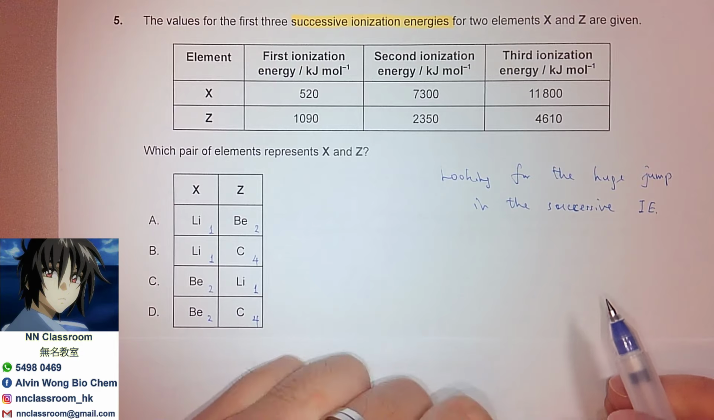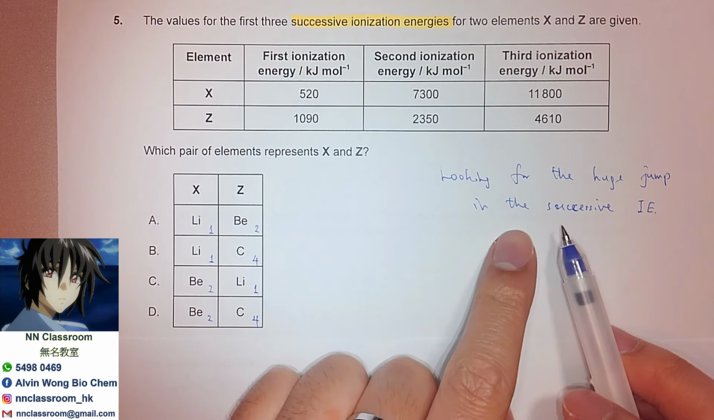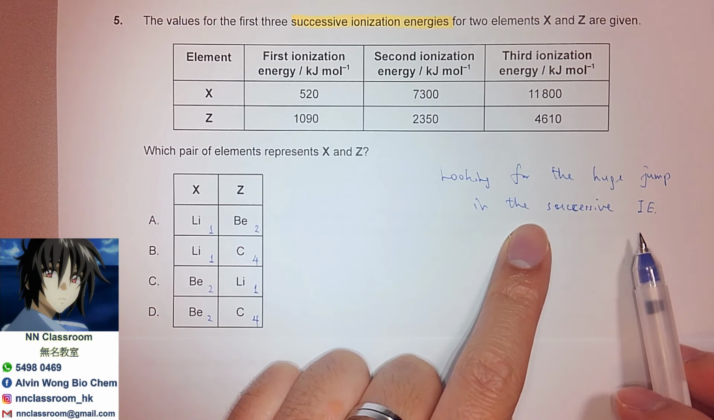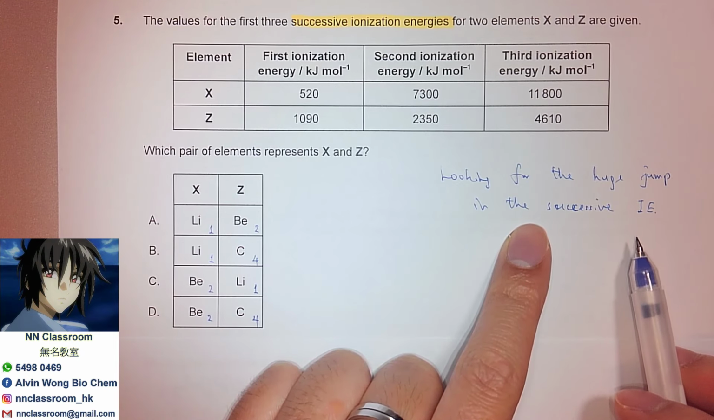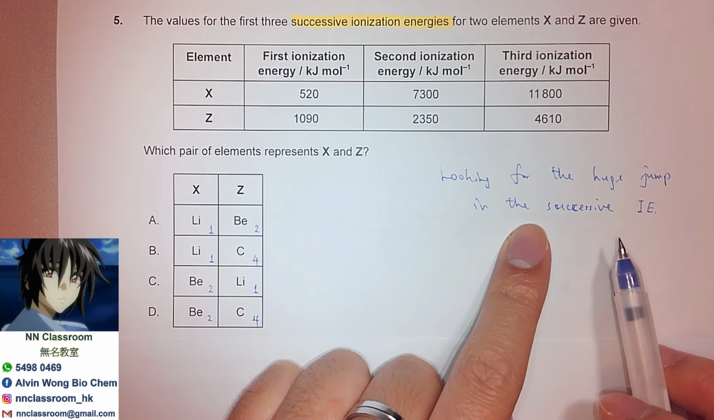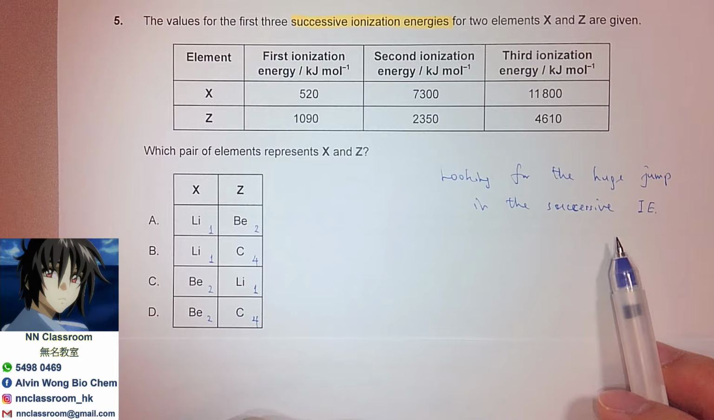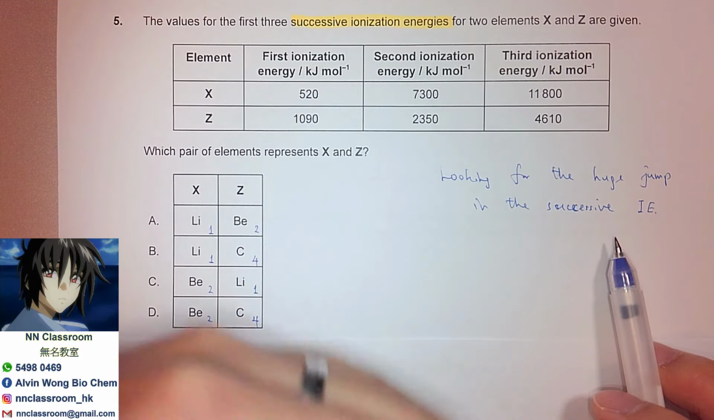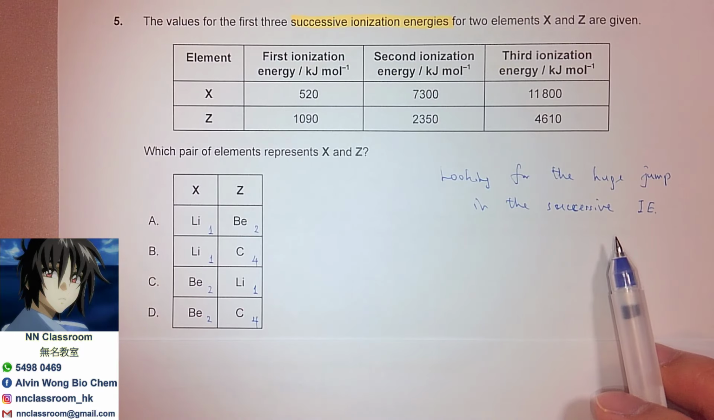Why? Because whenever there's a huge jump, what does that huge jump of the IE mean? It means the electron is now taken away from a shell which is much closer to the nucleus. So it is now switching the shell. When you switch the shell, the previous electron number will reflect your group number, right?